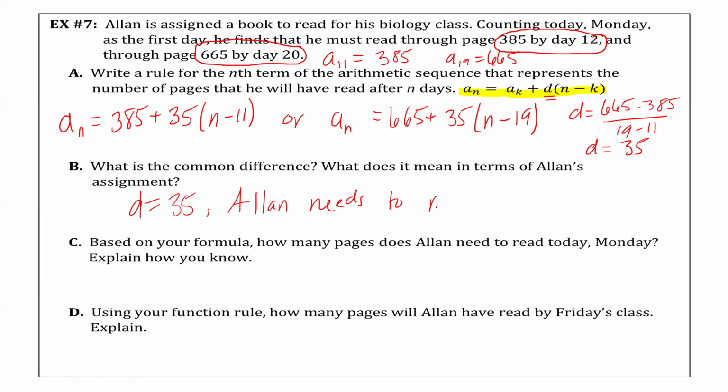It means Alan needs to read 35 pages per day. Okay? Based on our formula, how many pages does Alan need to read today? So based on where we're at today, how many would he need to read?